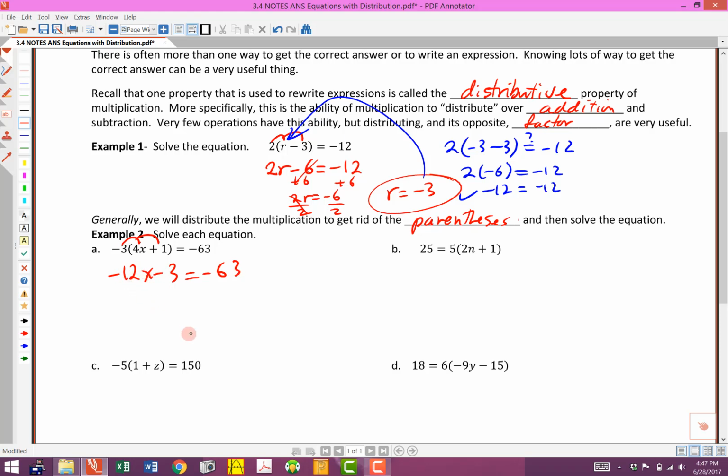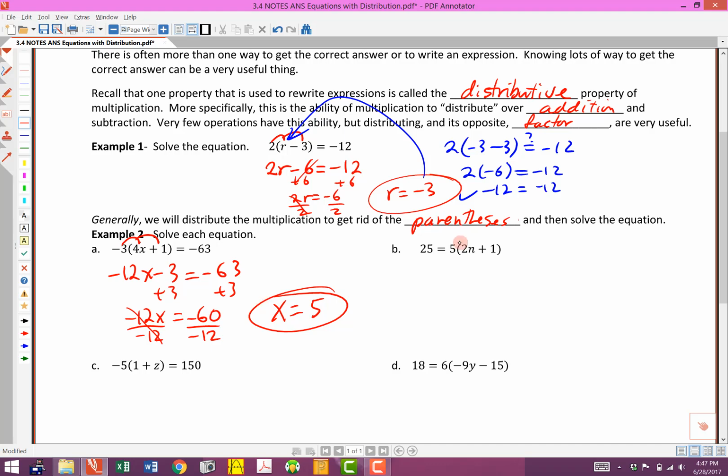So we're going to isolate the variable term. So we're going to add 3 here and add 3 here. So this is negative 12x, and this is a negative 60 on this side. So now we're going to isolate the variable, get the variable all by itself. So we're going to get rid of timesing by negative 12 by dividing by negative 12. These cancel to be a 1, so we've got a 1x on this side. Those cancel to be a positive. Let's see, 60 divided by 12 is 5. So there's our answer on that one.